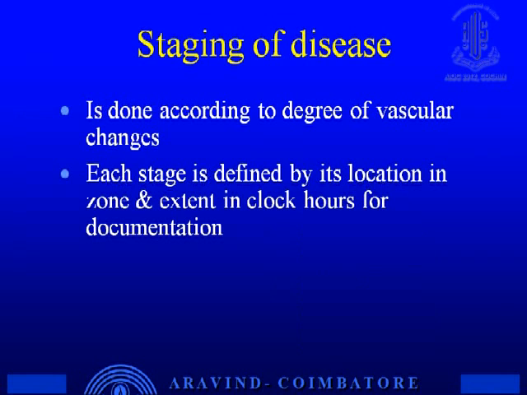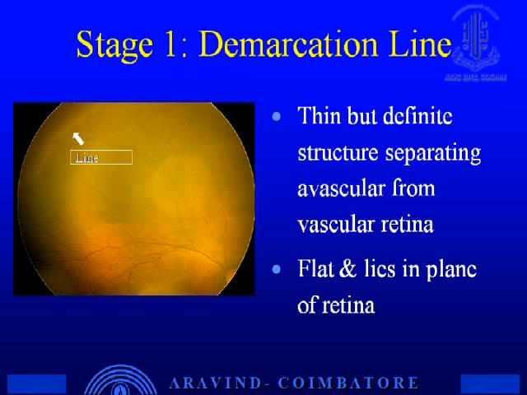Staging of the disease, it is done according to the degree of vascular changes, and each change is defined by its location in zone and also in extent in clock hours for documentation. Stage 1, where it's a thin demarcation line, as you see here. It's thin but definitive structure separating the avascular from the vascular retina. It's flat and lies in the plane of the retina.